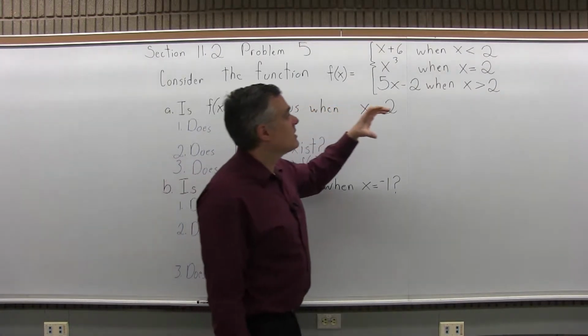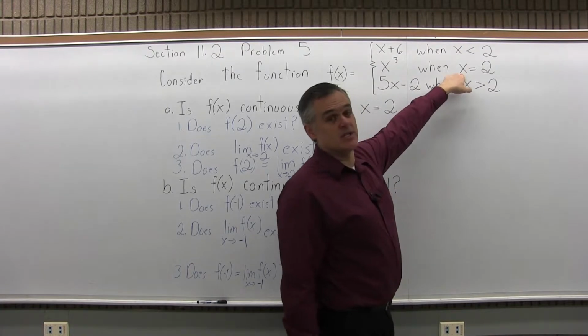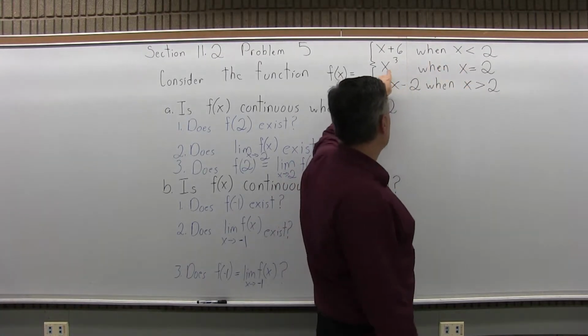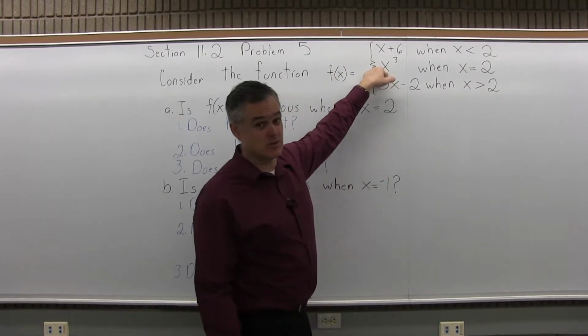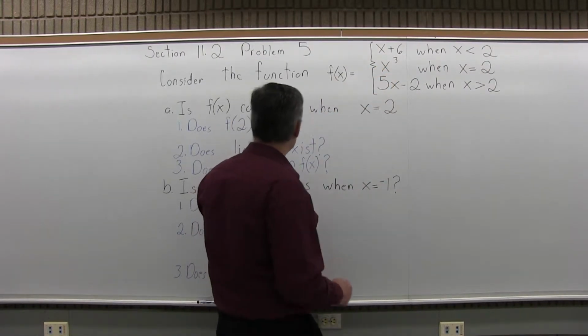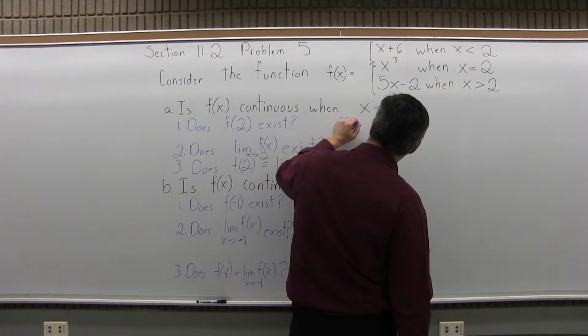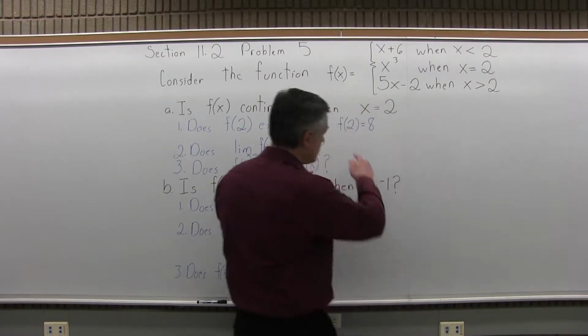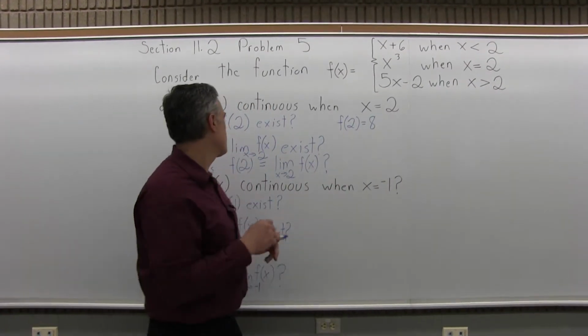So as I look at my 3 branches for the function, if I use the middle branch, it says when the input's 2, the output would be x to the third, or 2 to the third, which would be 8. 2 times 2 times 2 is 8. So the answer to question 1 is yes. f of 2 equals 8. If I use 2 as an input, I get an output of 8. So I can put in a 2 and find an answer.